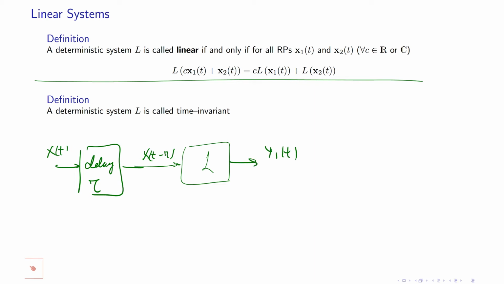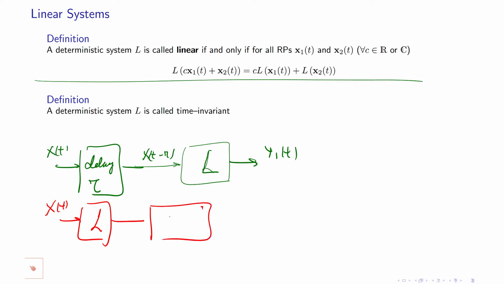Now, if I change the order of the delay operator and the system, I put this system L, and then I give x of t, and then I put a delay. And then I get y2 of t. Obviously, here I get another signal, let's say y of t.